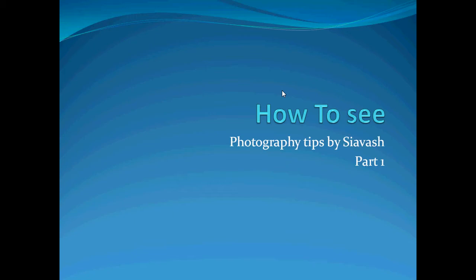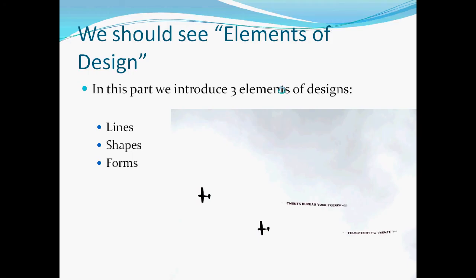I'm going to upload a series of tutorials on photography, and it starts with how to see. A photographer should see first and then compose the image. So what should we see first? The thing that we should see is elements of design.